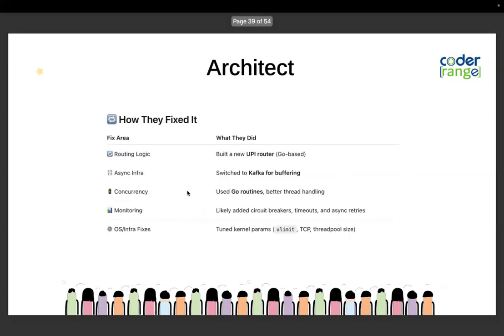More than this, how did they fix it? They added routing logic. They built a new UPI router, Go based, with asynchronous infrastructure. When I say asynchronous, I use this word deliberately. They switched to Kafka for storing all the data. And they use concurrency, generally Goroutines, because it's better than thread handling. For monitoring, they added a lot of circuit breakers and timeouts, and OS infra fixes. At the kernel level, we apply some limitations and enable them. We all did that behind it.